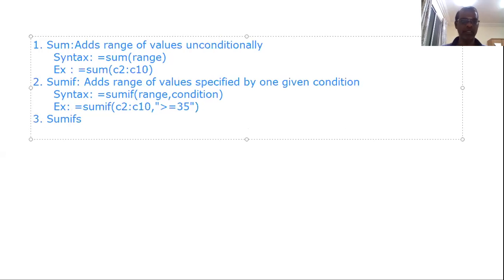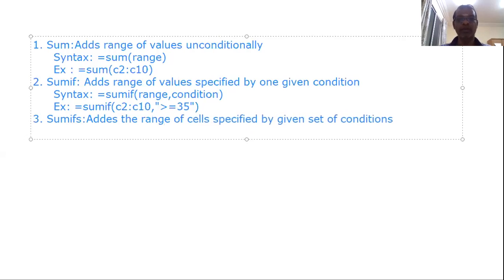SUMIFS, that is SUMIF along with S. It adds the cells specified by a given set of conditions. Here it adds the range of cells, or range of values, specified by the given set of conditions. In SUMIF we use only one condition, whereas SUMIFS adds the range of values specified by a given set of conditions, that is, more than one condition.